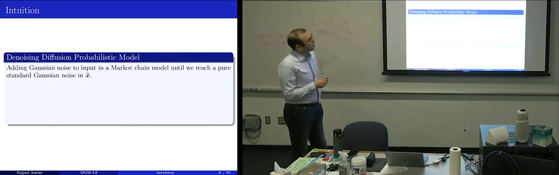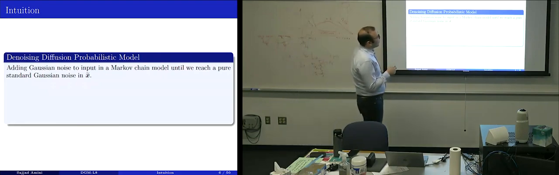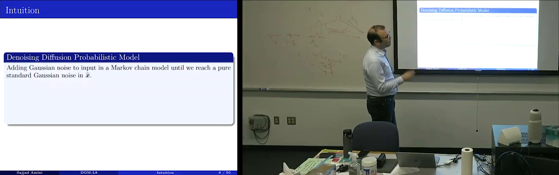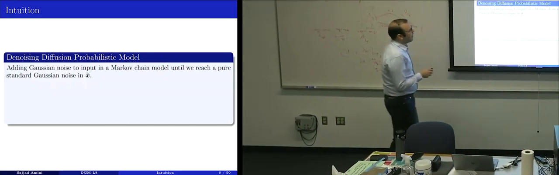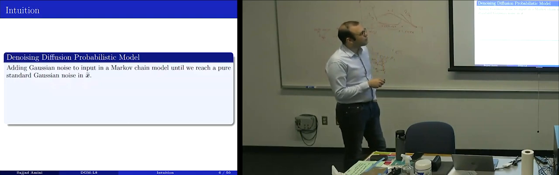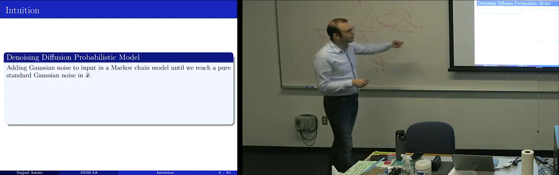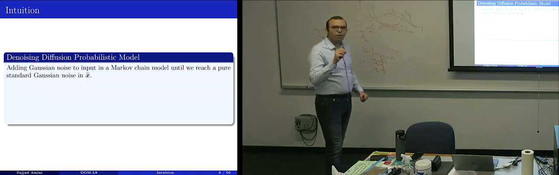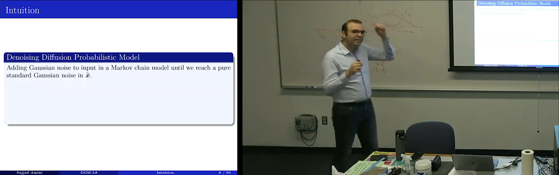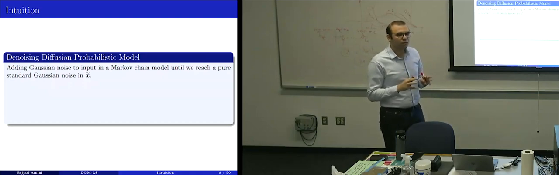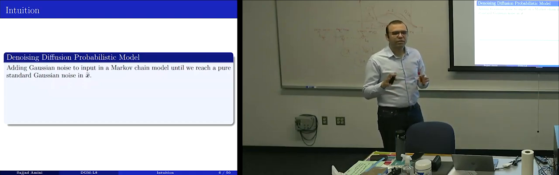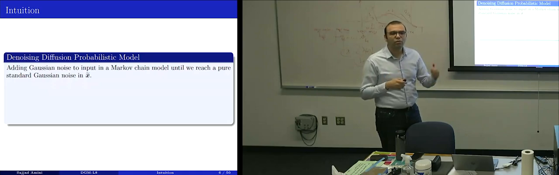But what are diffusion probabilistic models? In diffusion probabilistic models, we add noise to the input in a Markov chain model. The name is not important. We will see that it is a very simple model to add noise to your data, and we reach pure standard Gaussian noise. It means that you add noise so that at the end you have a sample from standard Gaussian, not an arbitrary Gaussian with, for example, a different covariance matrix. We see how we can add noise so that at the end we have a standard Gaussian sample.